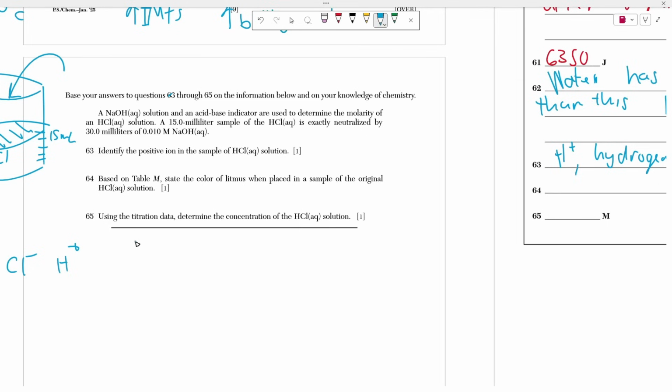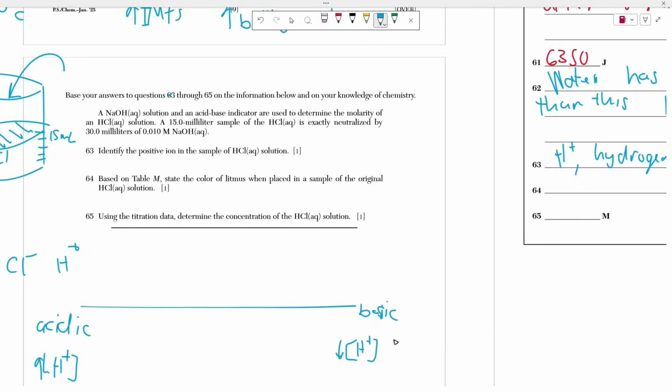64 says, based on table M, state the color of the litmus when placed in a sample of original HCl solution. Well, you know here that HCl being an acid is going to dissociate, and it's going to increase the concentration of H plus ions in the solution. The majority of this HCl is going to be dissolved into Cl minus and H plus. What that means is that there's going to be a high concentration of H pluses here. Remember your pH scale. The more acidic you are, the higher the concentration of H pluses in your solution. The more basic you are, the lower the concentration of H plus in the solution.